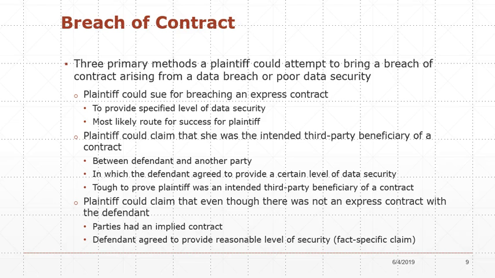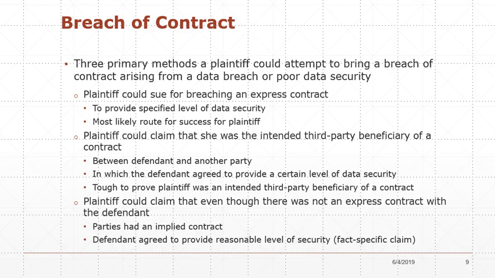You could claim that you were an intended third-party beneficiary of a contract between the defendant and another party, in which the defendant agreed to provide a certain level of data security. This is a little tougher to prove, that you were actually an intended third-party beneficiary of a contract. This might be a case, for instance, where a company that has your credit card data actually has it stored someplace else on another system with a third party, and that party is hacked or the company is hacked and your data is stolen.